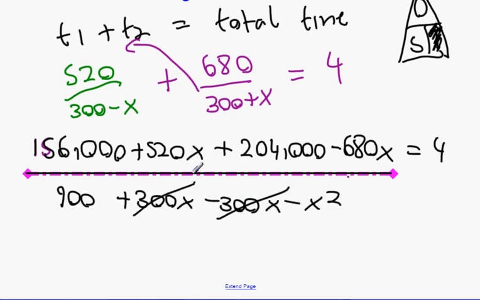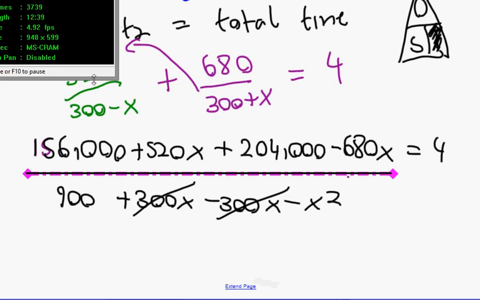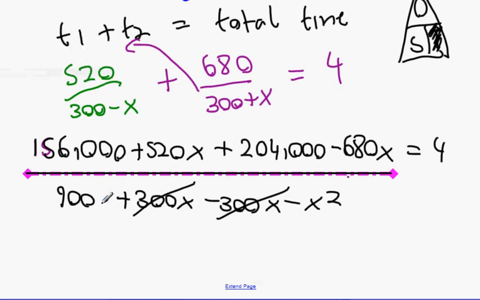They will cancel. Okay, now what we're going to end up doing is we're going to end up at 156,000 plus 204,000 gets us. Wait, where's the 90,000 gone? Okay, guys, this here is not 900, it's actually 90,000. So what we're going to do is add 156,000 to 204,000, and we should get 360,000 minus 120x.